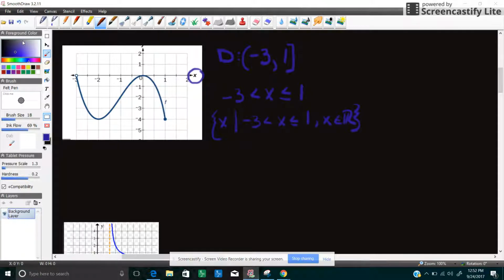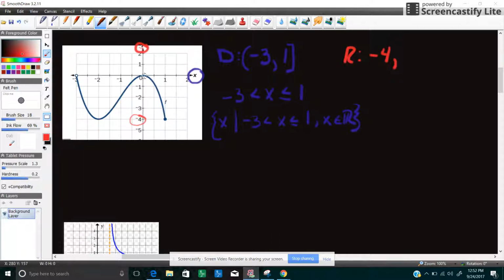Okay. For the range, I'm going to use a red color for that one, just to kind of differentiate between the two. Remember, ranges are y values. In case you can't see, that's the y. And we go from bottom to top. So in this case, our bottommost point, we have one here and we have one here. They happen to be the same. So this is at -4. So for the range, my bottommost point is -4.